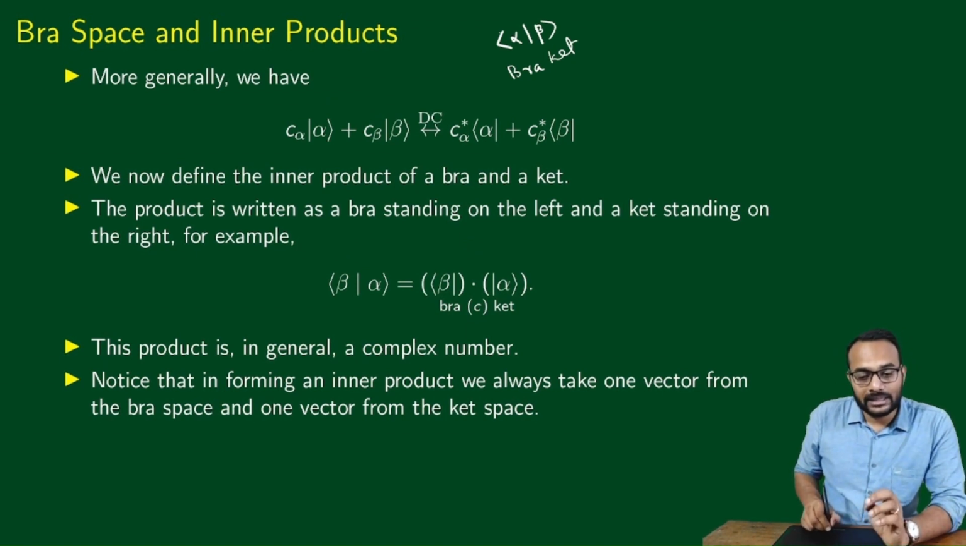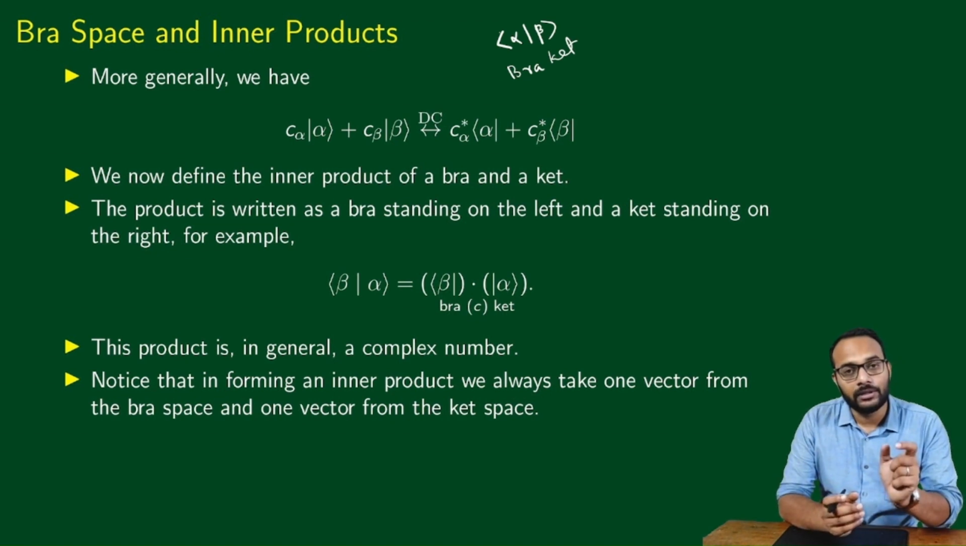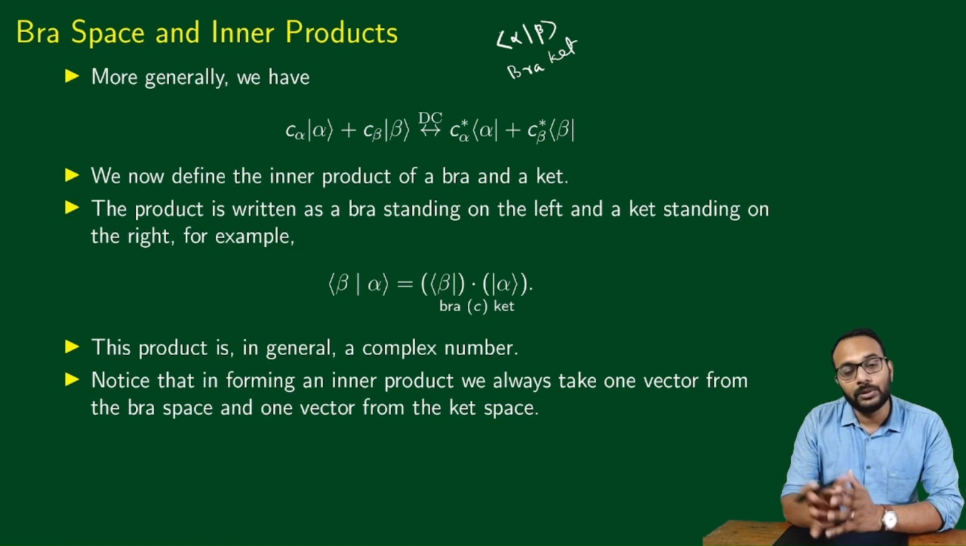Notice that in forming the inner product, we always take one vector from the Bras space and one vector from the Ket space. So we cannot form an inner product between two vectors from the same space. In order to form an inner product, you need to take one from the dual space, the Bras space, and one from the Ket space. You cannot combine vectors from the same space. You need the dual space.